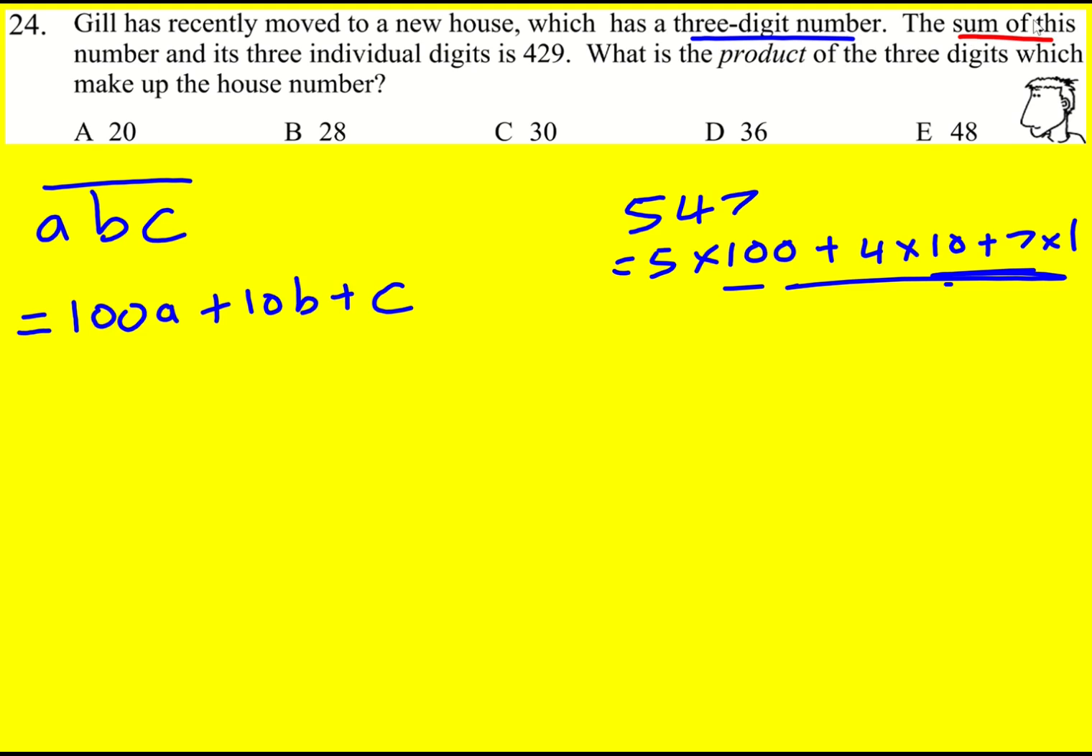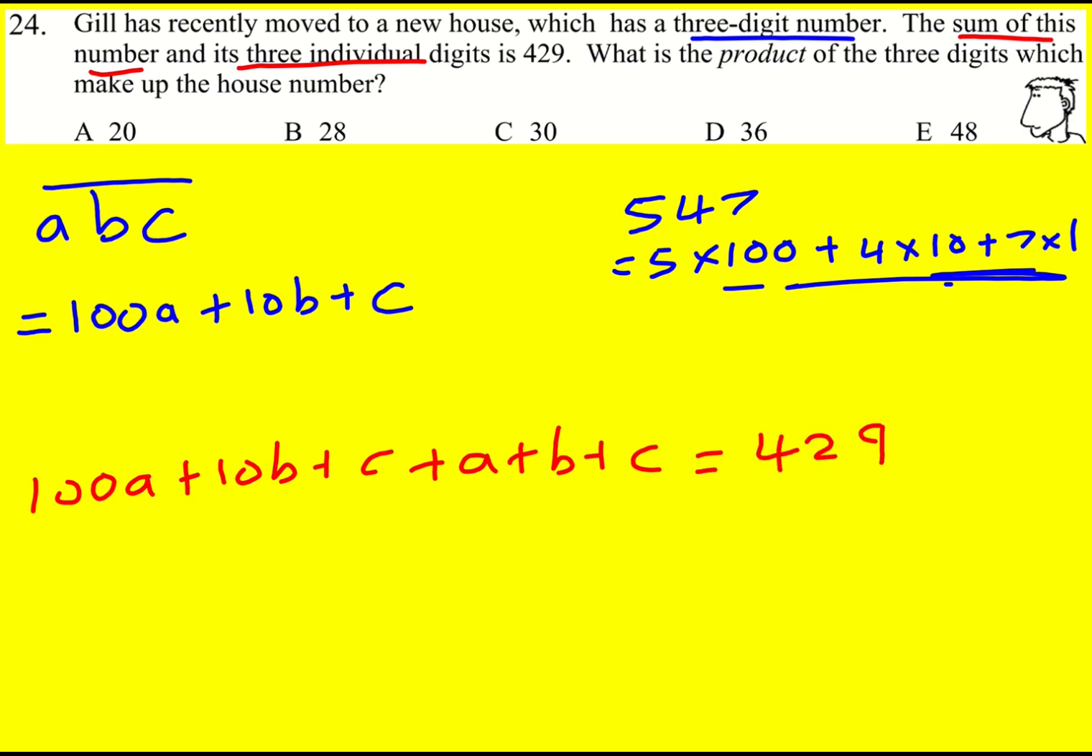So now, if I have the sum of this number, that's 100A plus 10B plus C, and I add the 3 individual digits, A plus B plus C, then I want it to equal 429. And I'm just simplifying it now, I've created a Diophantine equation. There are 3 unknowns, but they're all whole numbers. In fact, in this case, they're all between 0 and 9, except A, which is between 1 and 9. It can't equal 0. Obviously, it can't equal 9 because it's way too big.